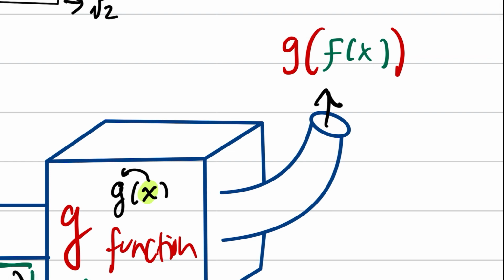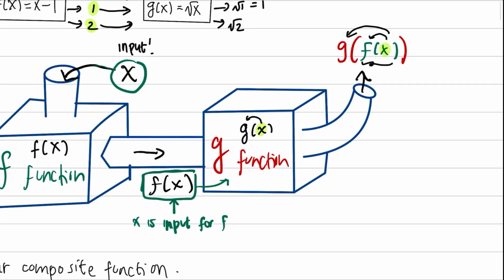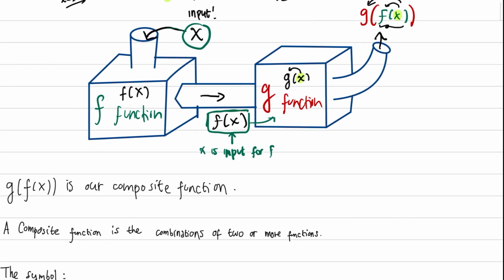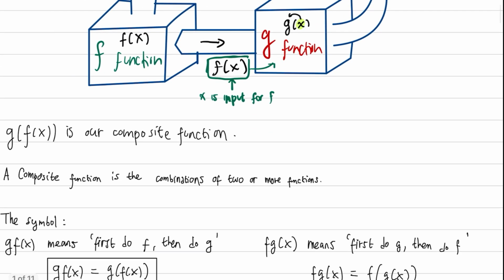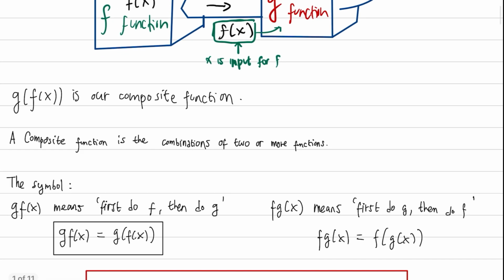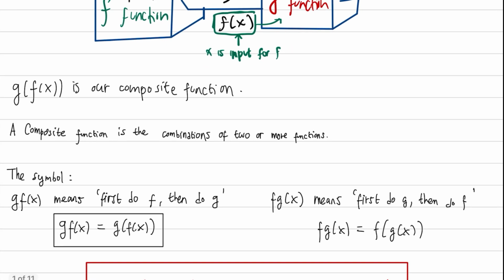This means that this is our first input. We put it into f and you will get the output f(x). The output f(x), we put it into g(x) and you'll get the final output. So in this case, g(f(x)) is our composite function. So we can summarize a composite function as the combination of two or more functions.